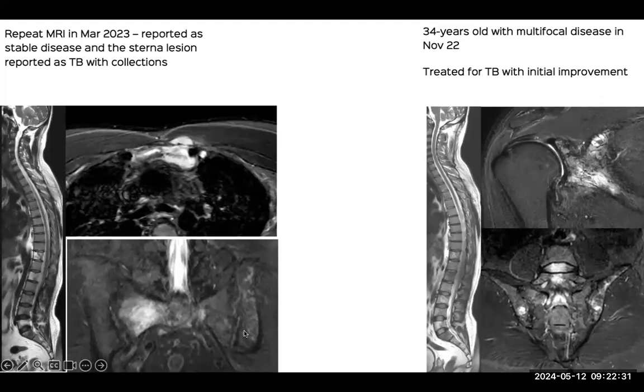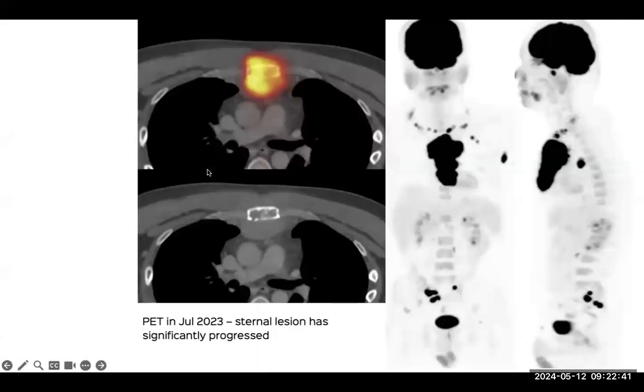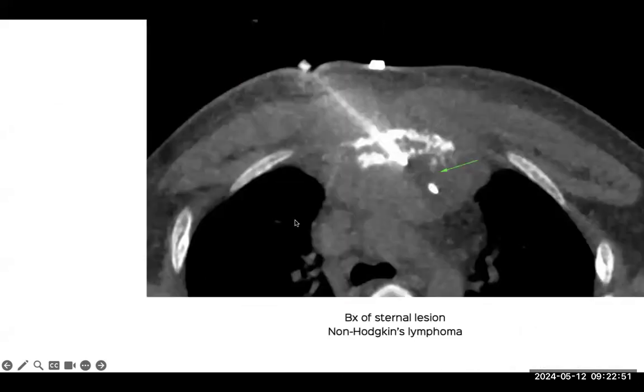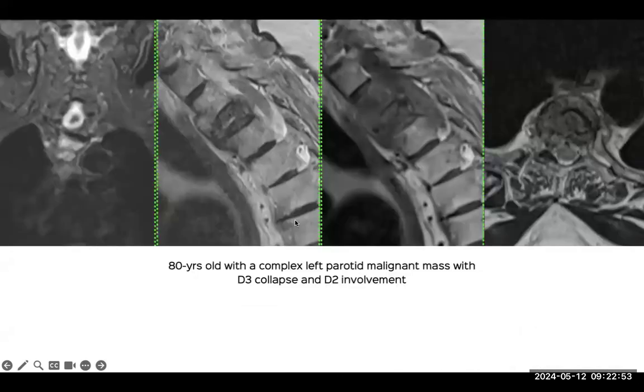Some of the iliac lesions had partly regressed, but there was a large sternal lesion here, which was interpreted as collections on either side. And they said, we just continue the treatment. The patient comes back much later with significant progression of the sternal lesion, destruction, etc. And I biopsied this. This was non-Hodgkin's lymphoma.